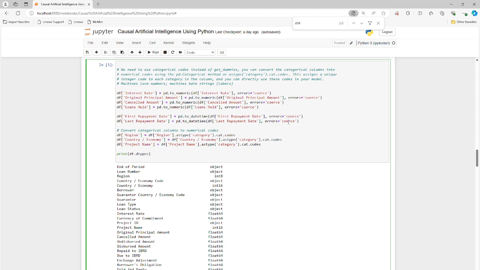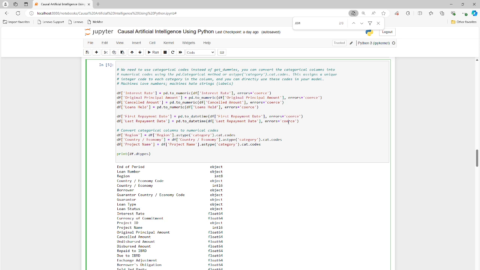But anyways, I'm trying to clean up the data in the data frame and just make everything consistent. So I have the data frame and then the features in the data frame, the column names: interest rate, principal amount, cancel amount, and loans held. These are all numeric, so I want to convert that to numeric. I want to make sure that the repayment dates, first and last repayment date, are actual dates and not something else. Sometimes they come in as strings or objects or who knows what. The data isn't always clean and as straightforward as you would think. That would be nice, but in the real world, it just doesn't always work like that.